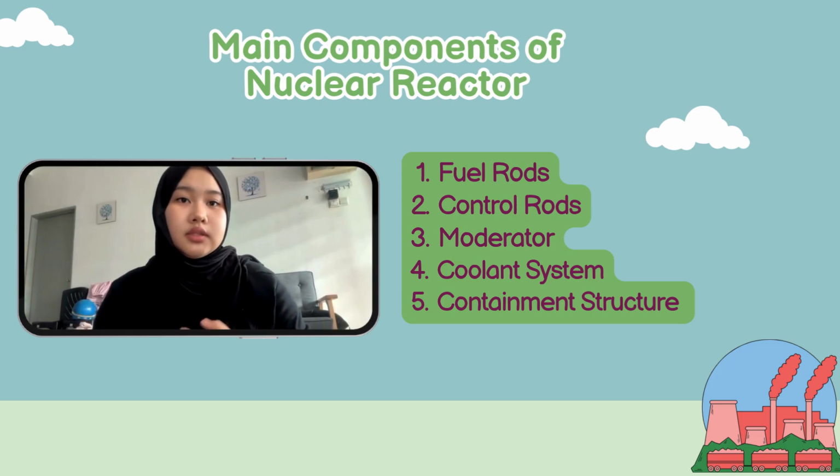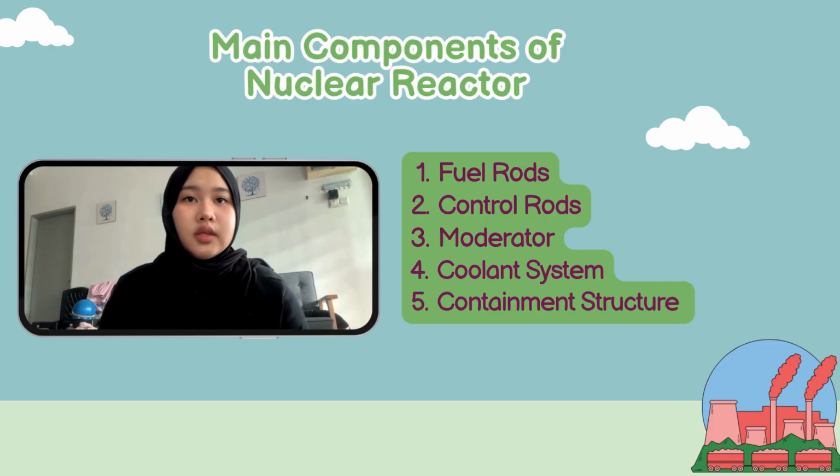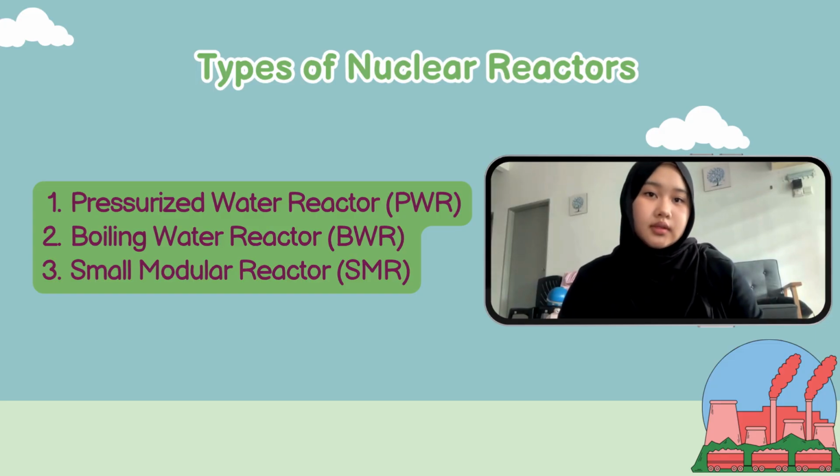Finally, the containment structure surrounds the reactor. It is made of strong steel and concrete to prevent radioactive materials from escaping and to protect the reactor from external damage. So, the next part is types of nuclear reactors.